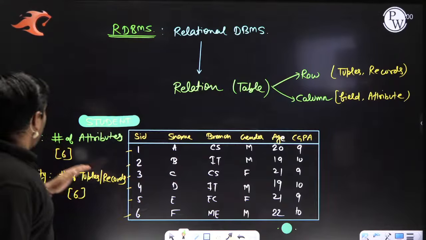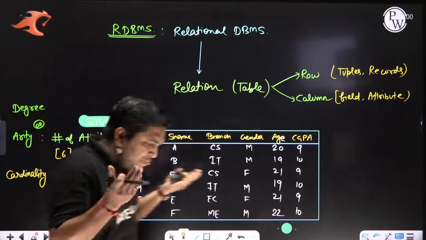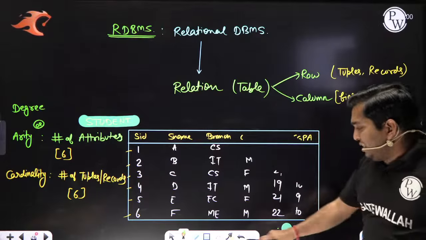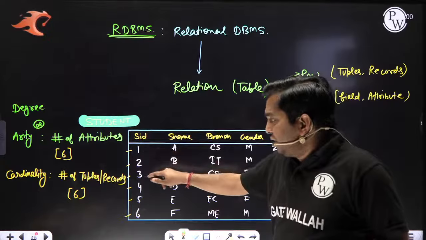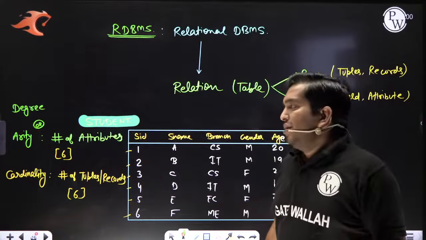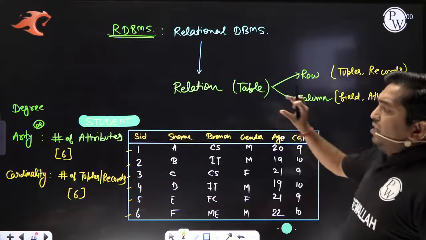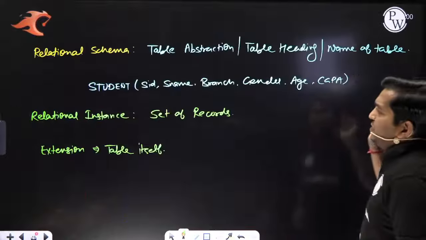So here, first of all, we are discussing the meaning of arity. Arity means number of attributes. How many attributes are there here? 1, 2, 3, 4, 5, 6. Total 6 attributes are there. Next, cardinality means number of tuples. 1, 2, 3, 4, 5, 6. Schema is not counted in the number of tuples. Then relational schema means what? Table abstraction or table heading, like student table having SID, SName, branch, gender, age and CGPA.